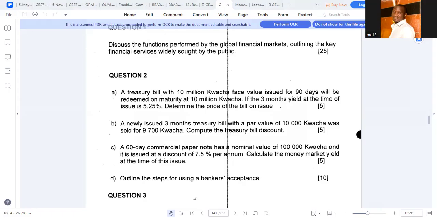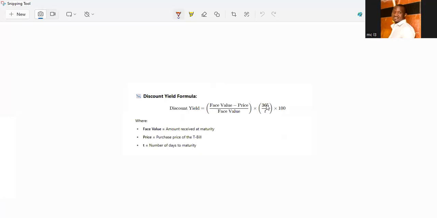So in terms of the formula, it is given as such: face value minus the price over face value, times 365 over T, times 100. T is the number of days to maturity.